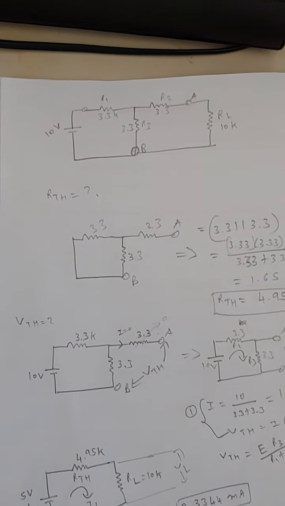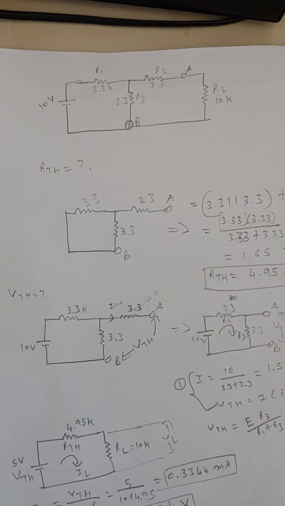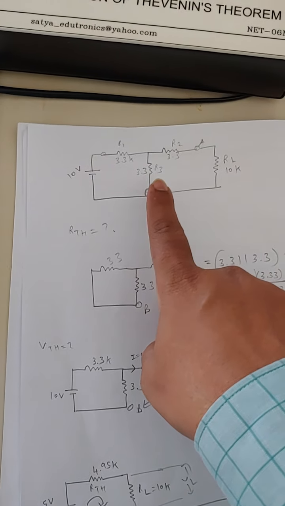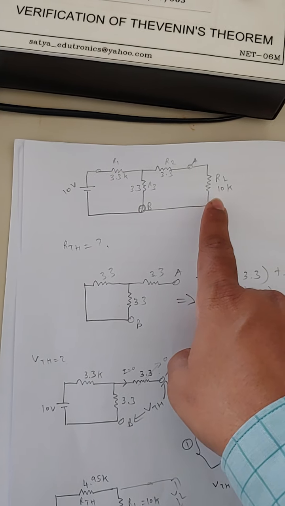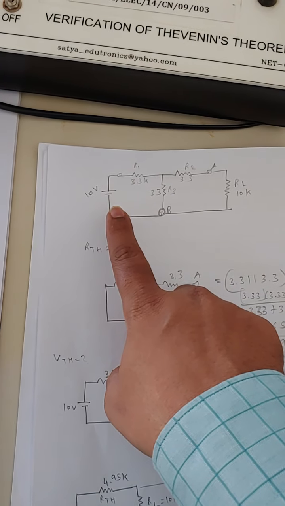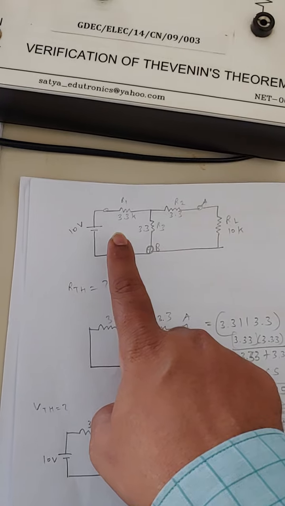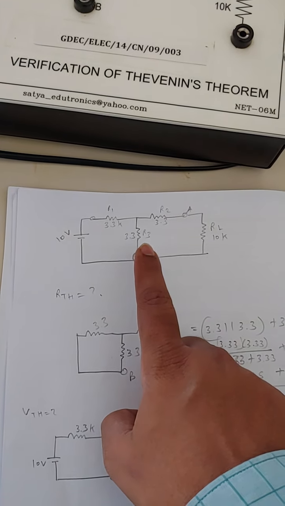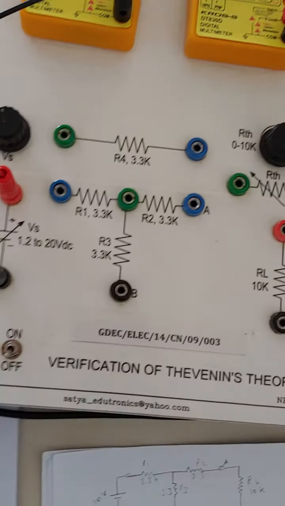So we'll set a circuit like this: R1, R2, R3, and this is RL. RL is the load resistance. Here we have a supply voltage of 10 volt. R1 is 3.3 kilo ohm, R2 is 3.3 kilo ohm, and R3 is also 3.3 kilo ohm. The same circuit is set like this.